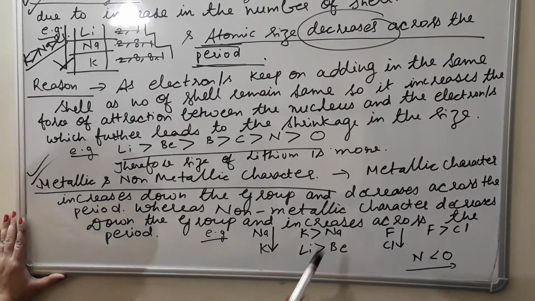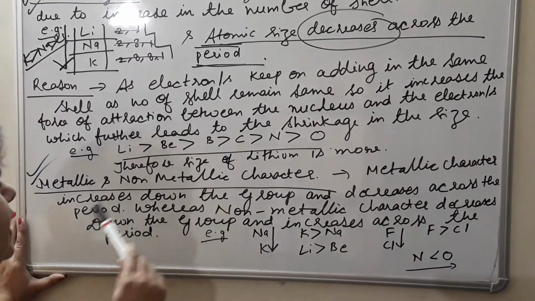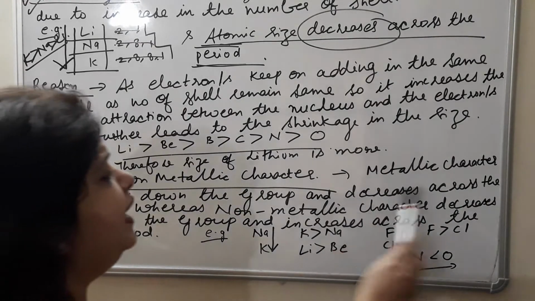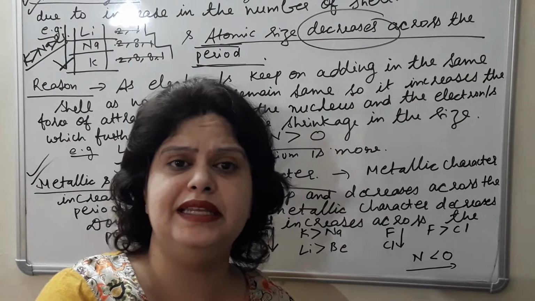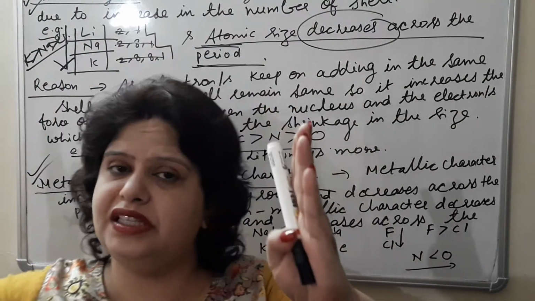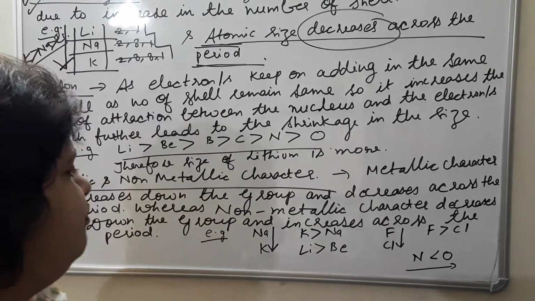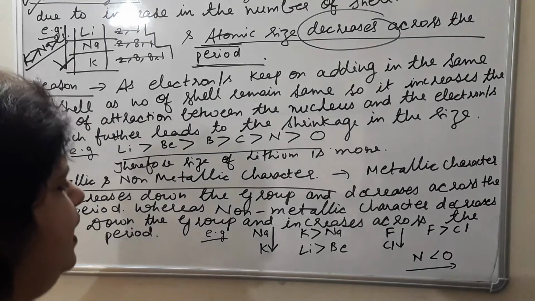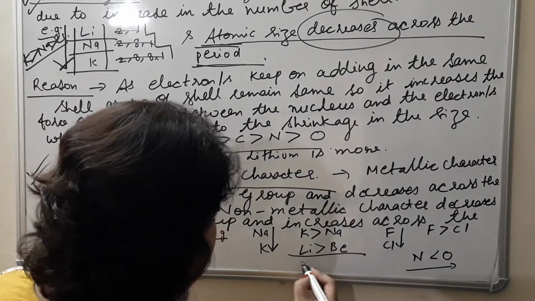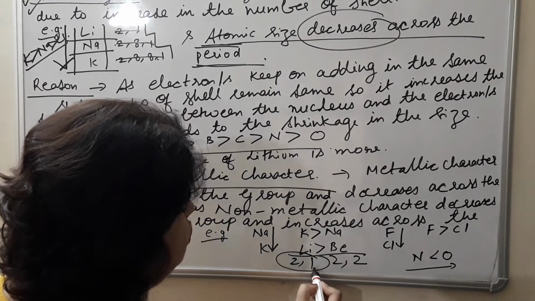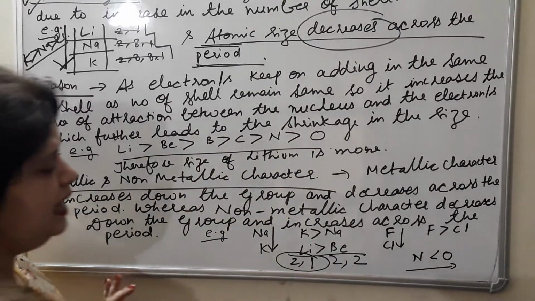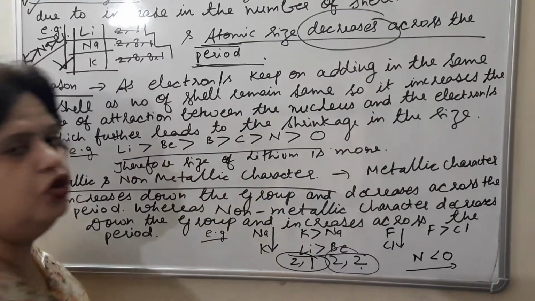It's quite obvious that when metallic character increases down the group, it decreases across the period. Yes, down the group it increases, but as we move across the period, it decreases. Here I have written one example for that, lithium and beryllium. Lithium configuration is 2,1, this is 2,2. Lithium has to lose one electron to get stable. Beryllium has to lose 2 electrons to get stable.